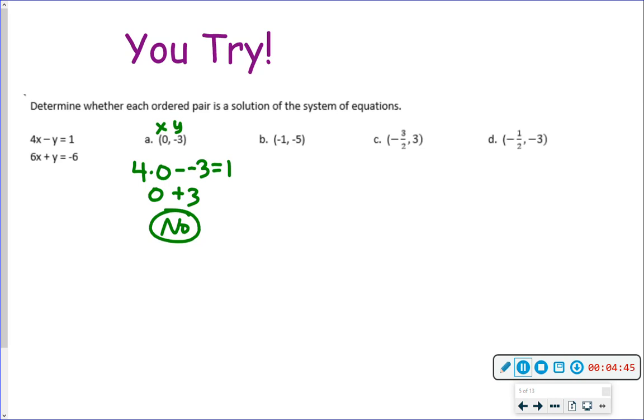All right, so hopefully you've worked your way at least through B and C. Again, same spiel. We're going to put negative 1 in for x, and then I'm going to try negative 5 for y. Let's see if that equals 1. So we have negative 4 plus 5. That equals 1. That looks like a win.